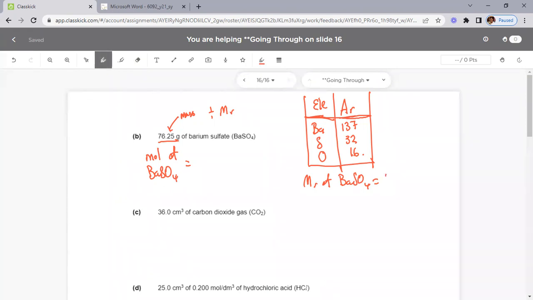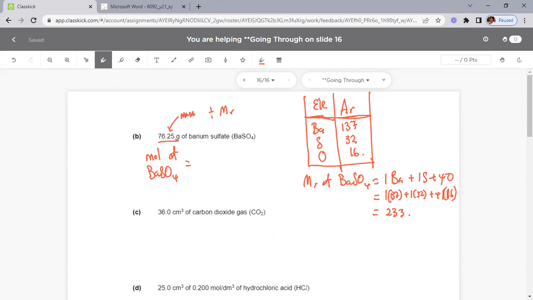So to find the Mr, it's actually the mass of 1 barium atom, plus 1 sulfur, plus 4 oxygen. So it's 1 times 137, plus 1 times 32, plus 4 times 16. So what you're going to have here is 137 plus 32 plus 4 times 16, and you're going to get 233.